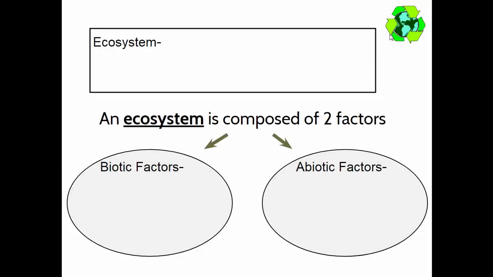So we have this concept of an ecosystem. An ecosystem is basically, like we said in our question today, an area where you have living things interacting with each other and with the surroundings, with the non-living things around them.